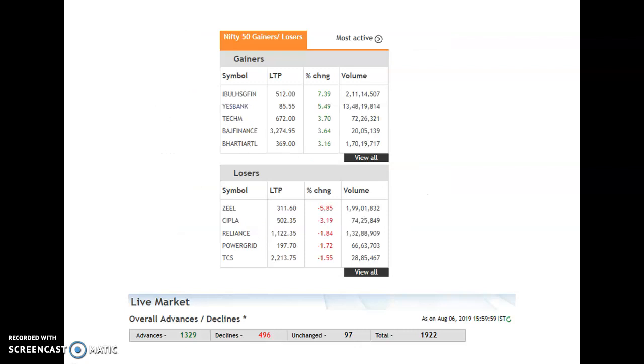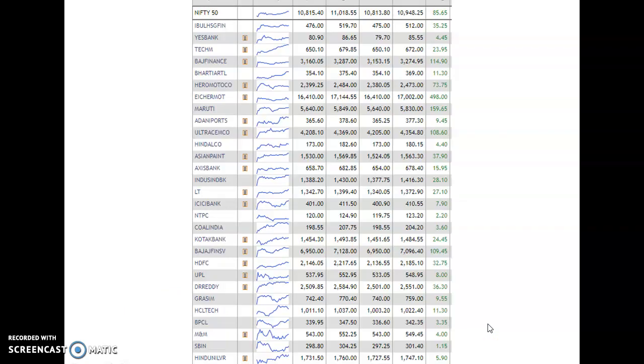Moving on to the next slide, these are today's Nifty top gainers and top losers. These are the Nifty top 5 gainers and this is the Nifty top 5 losers. And this is the advance and decline. Today's advances are 1,329, declines are 496, unchanged are 97 and the total is 1,922 as per today's closing time.